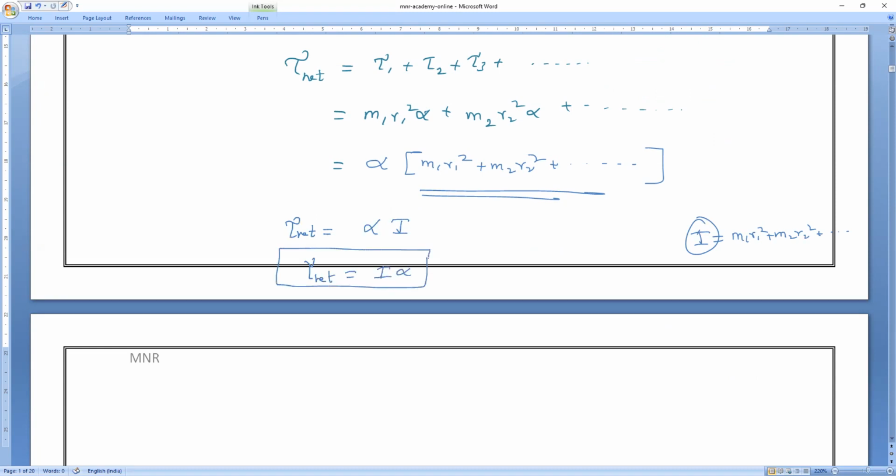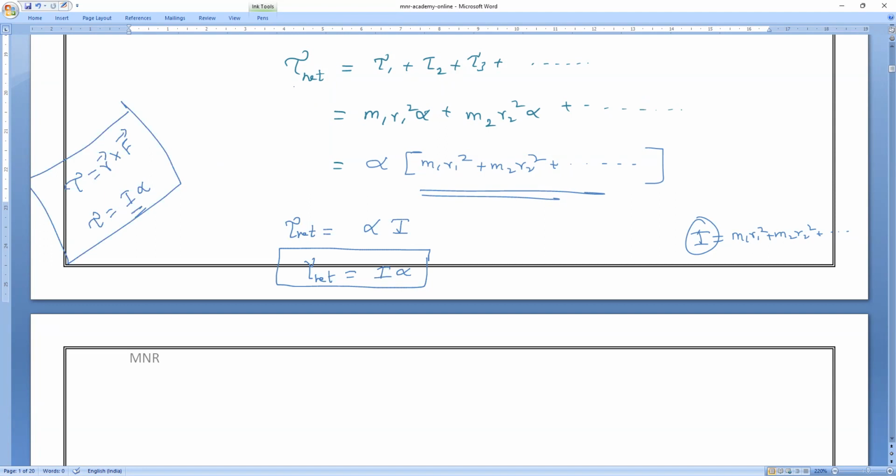This is the second formula for torque. That is our today's class: deriving the formula for torque. What is the first formula for torque? Torque is equal to R into F. And the second formula is I into alpha, moment of inertia into angular acceleration. Are you clear, everyone?